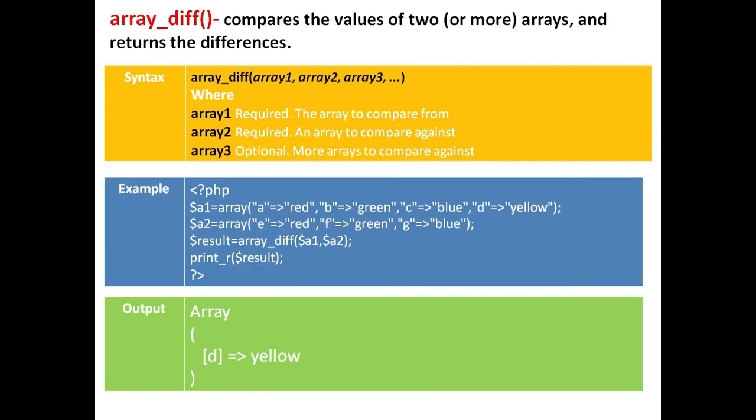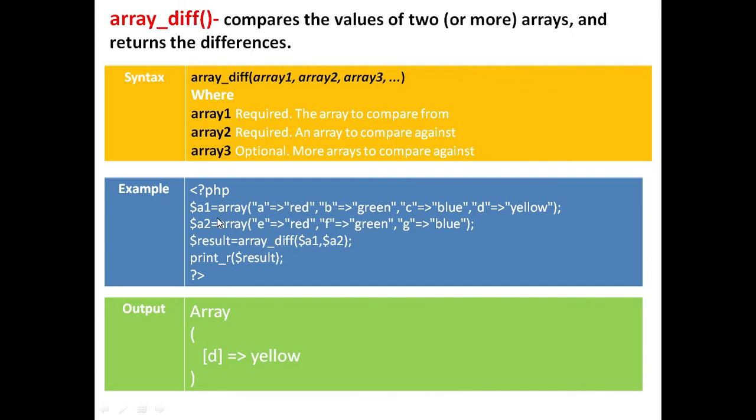Next function is array_diff, which compares values of two or more arrays and returns the differences. General syntax is array_diff with array1, array2 and array3, where array1 is the array to compare from, array2 is an array to compare against, and array3 is also an array to compare against, but array1 and array2 are required and array3 is optional.